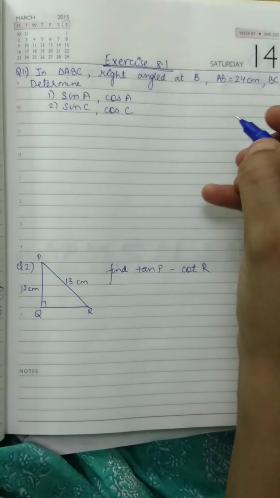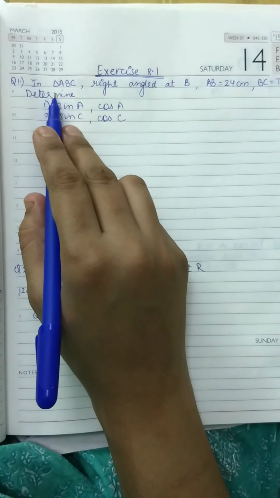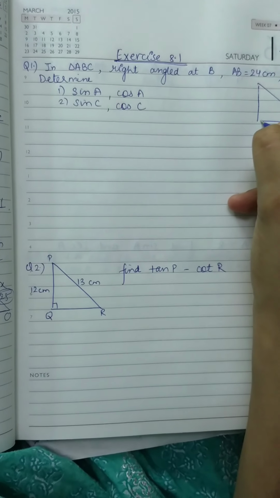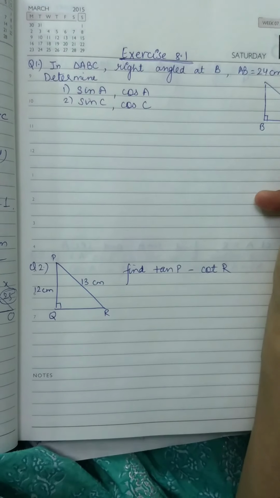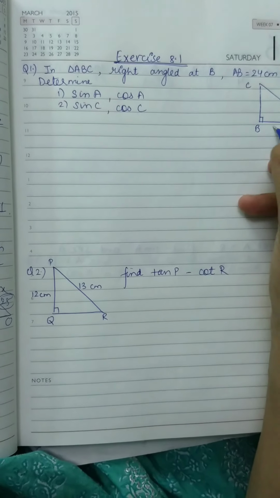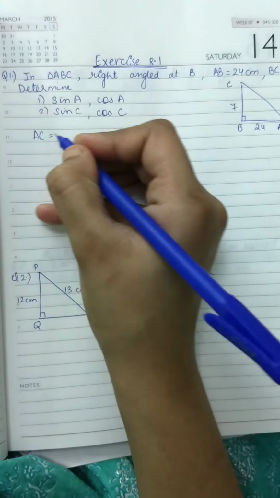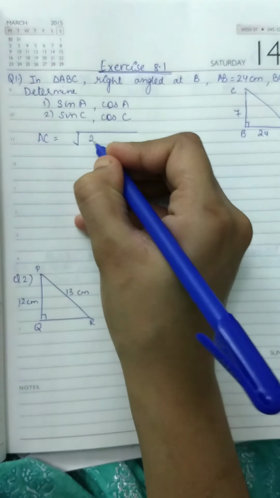We'll start with exercise 8.1. First question we have is, in triangle ABC, right angled at B. So we have been given that angle B is 90 degrees, AB is 24, BC is 7. So first we'll evaluate the value of AC by the Pythagoras theorem.